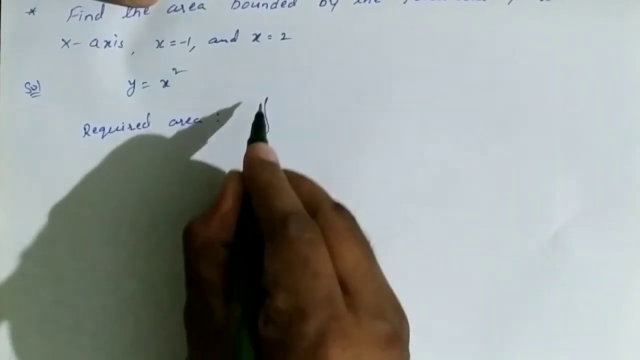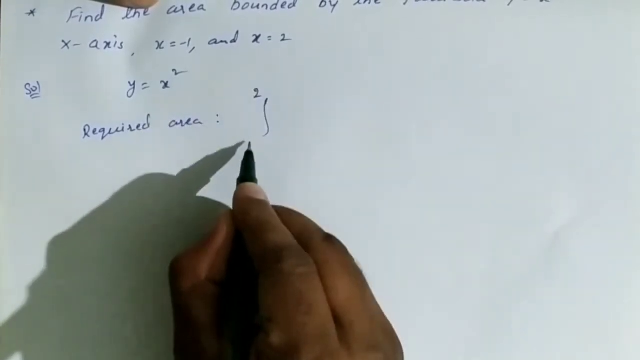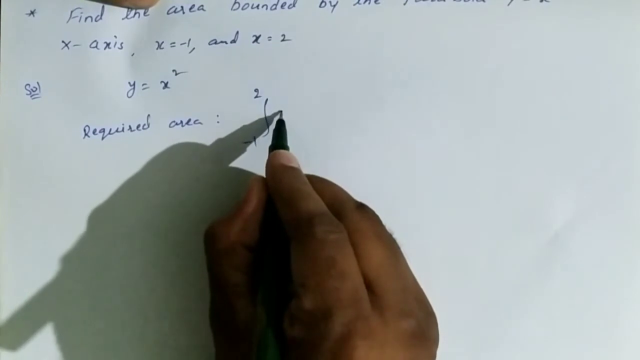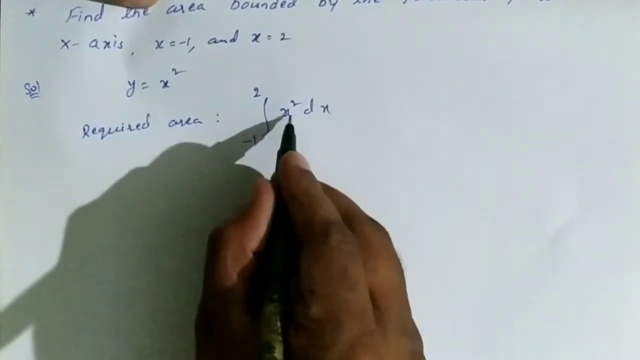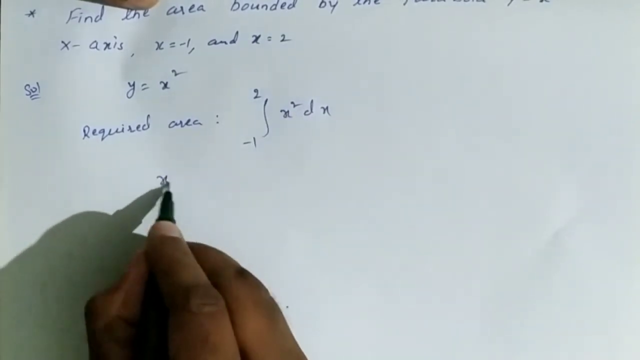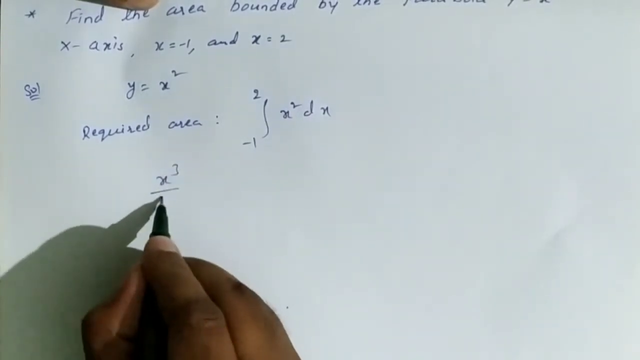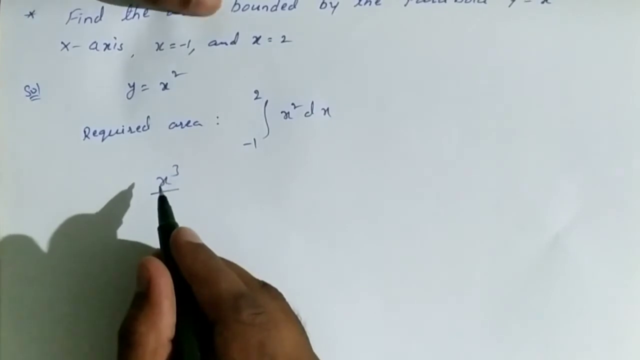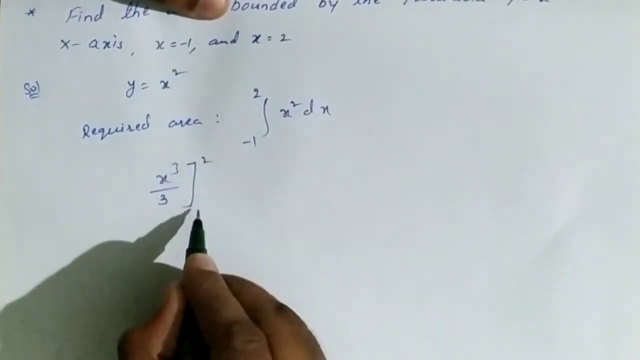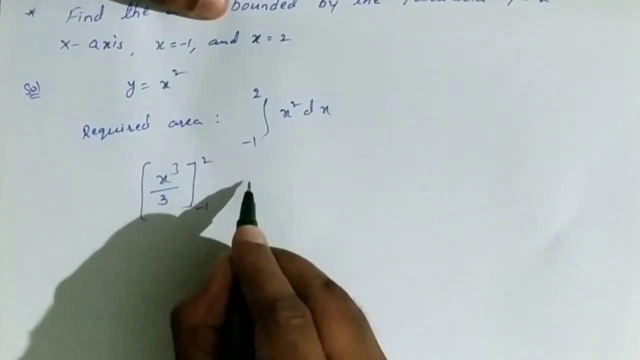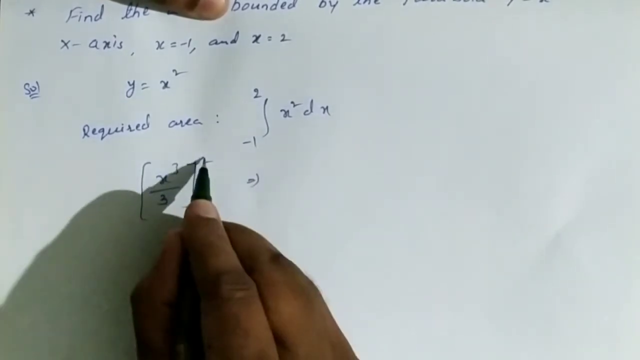the integration from minus 1 to 2 of x square dx. Its integration is x cube by 3, from minus 1 to 2. That implies we have to substitute 2 and minus 1.